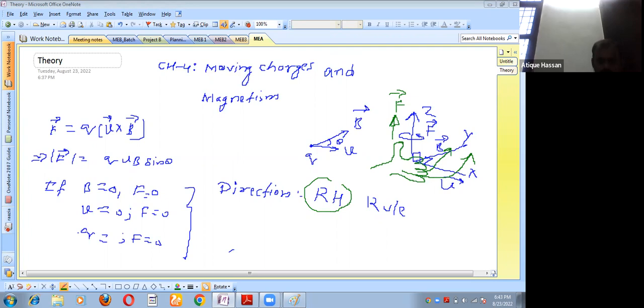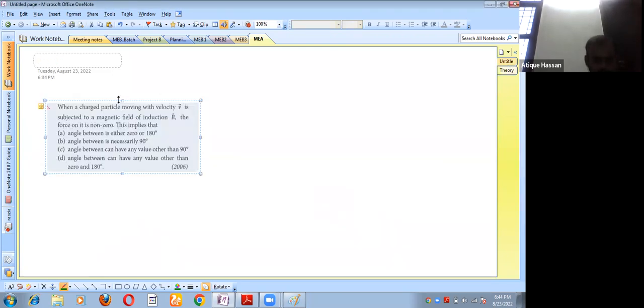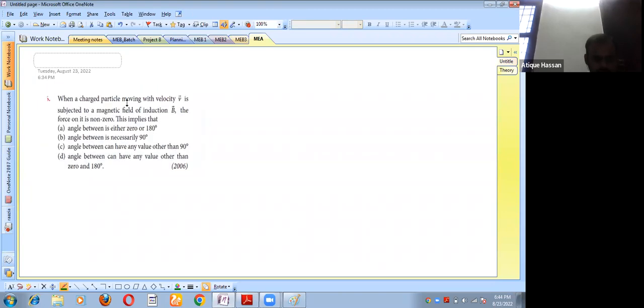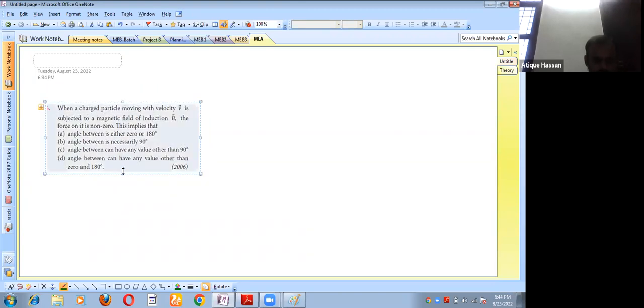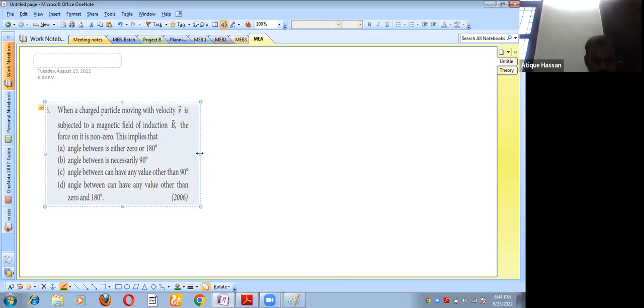This is important for NEET. Based on this, we will do some questions, and here theta is the angle between V and B. We will do some questions so we can identify the concepts, then we will go further. Let us see one question based on that. Solve this question of NEET 2006.